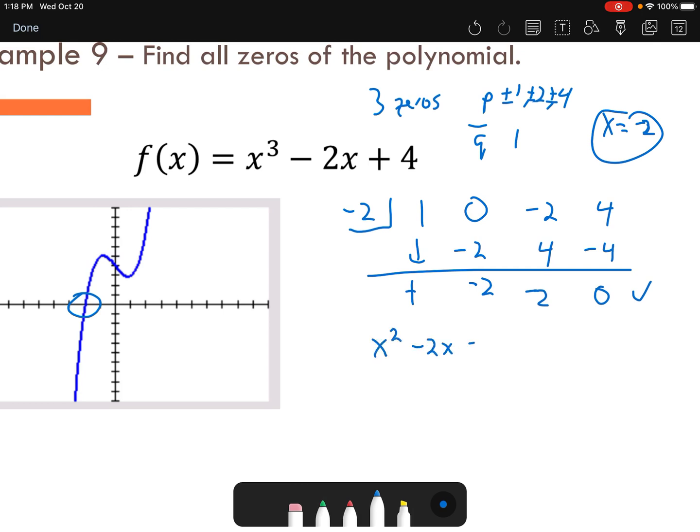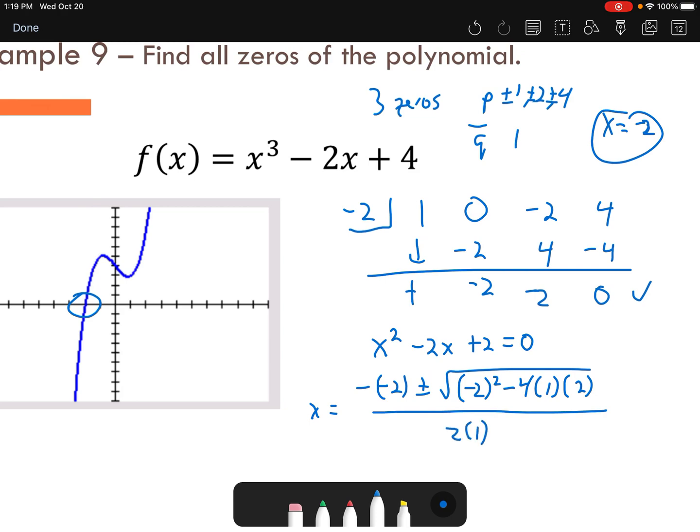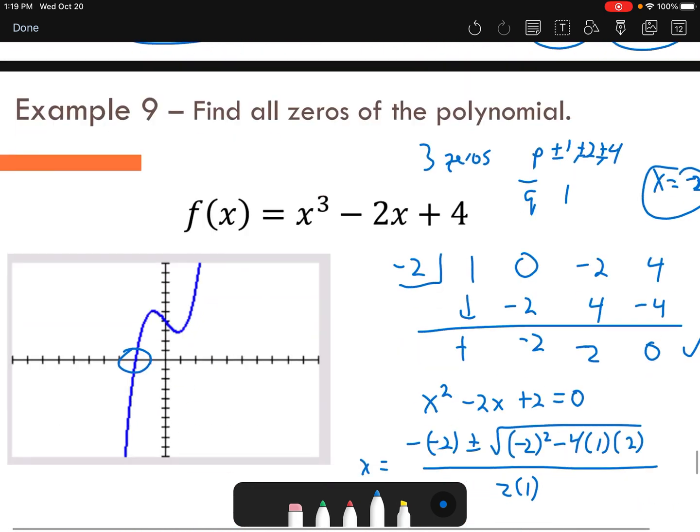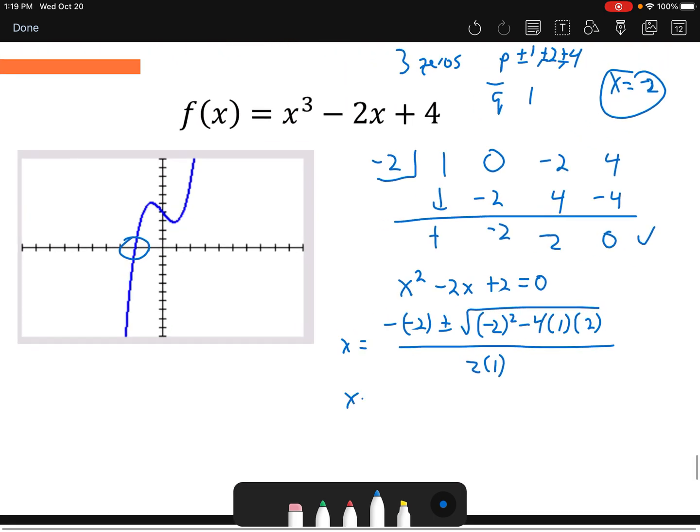So that leaves us with x squared minus 2x plus 2 equals 0, which the only way to solve is to use the quadratic formula, which is negative b plus or minus the square root of b squared minus 4ac all over 2 times a. And the formula is back here, so you already wrote it down. We're just using it. So that's going to be 2 plus or minus the square root of 4 minus 8 over 2.